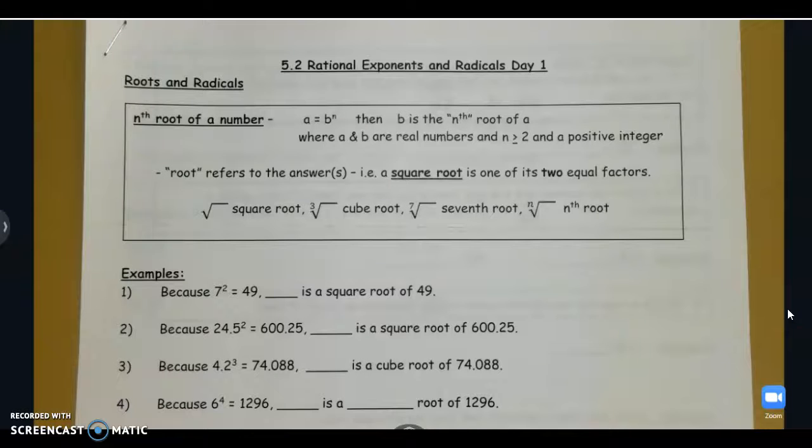This is day 1 of rational exponents and radicals. We are splitting this up into 2 days because it's kind of a long set of notes. So, starting with what the nth root of a number is.